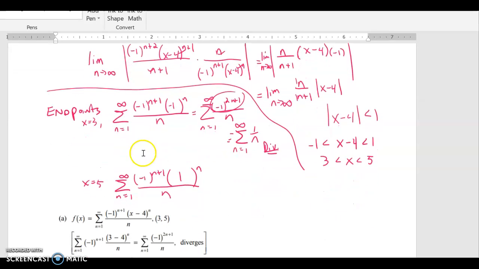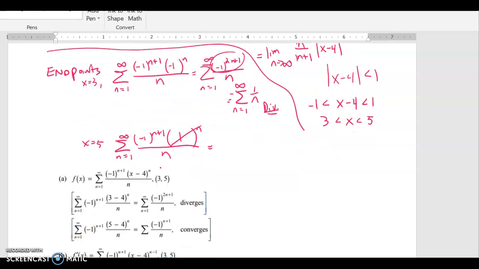Okay, let's take a look at the 5. Well, don't have to worry about that. That's just 1 to the n. So now I have this series. What kind of series do we have here? Negative 1 to the n plus 1 over n, n equals 1 to infinity.